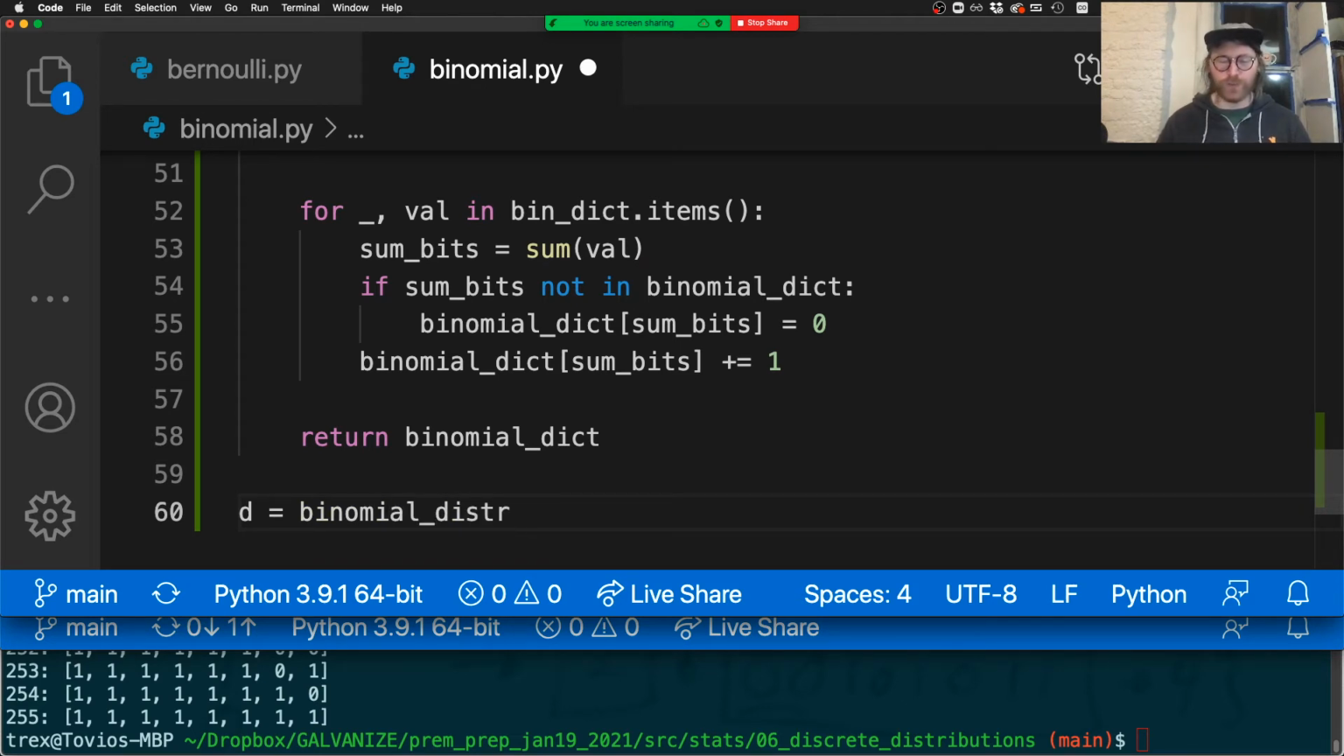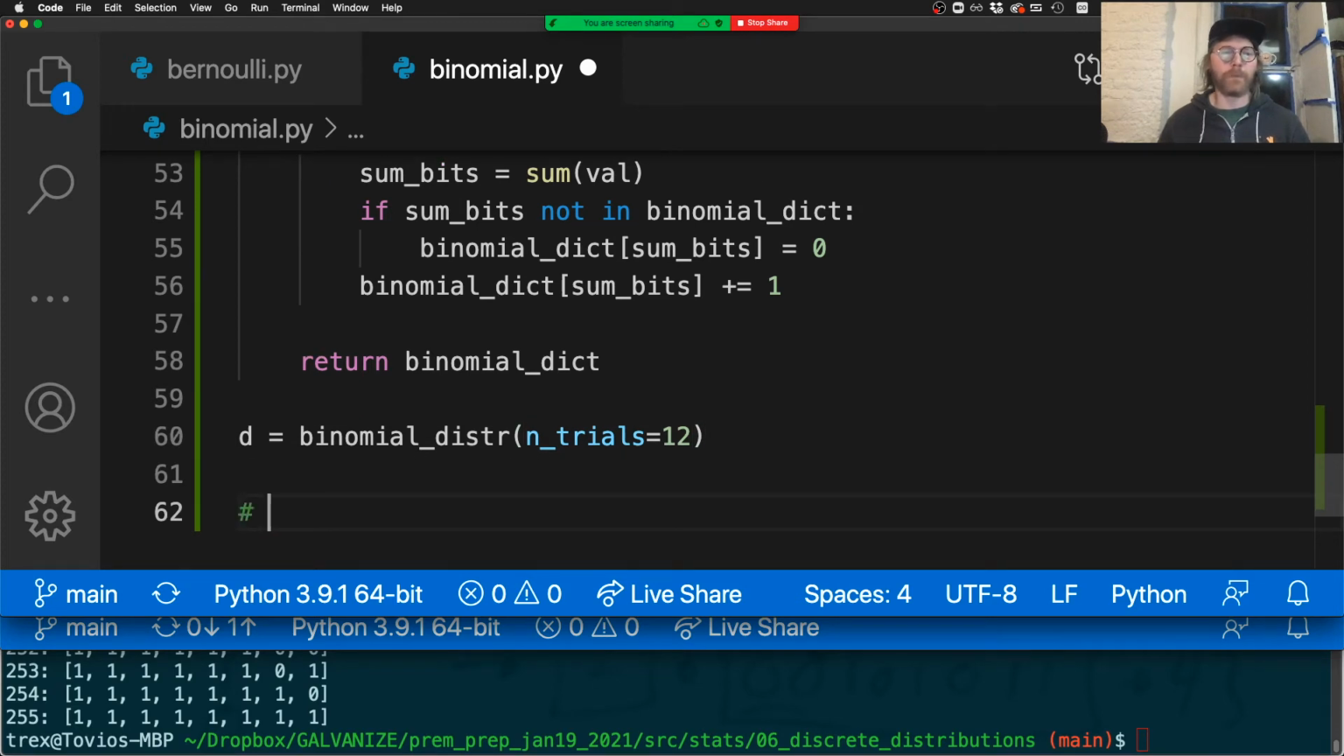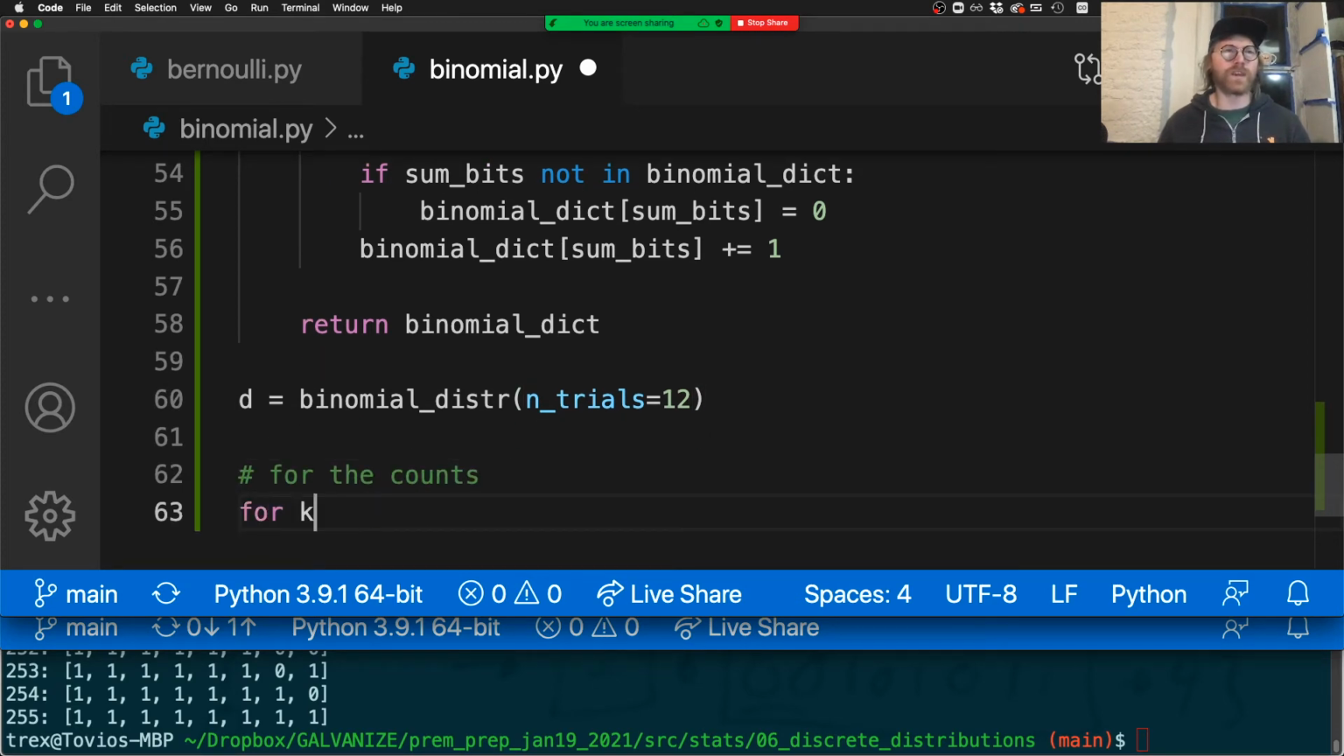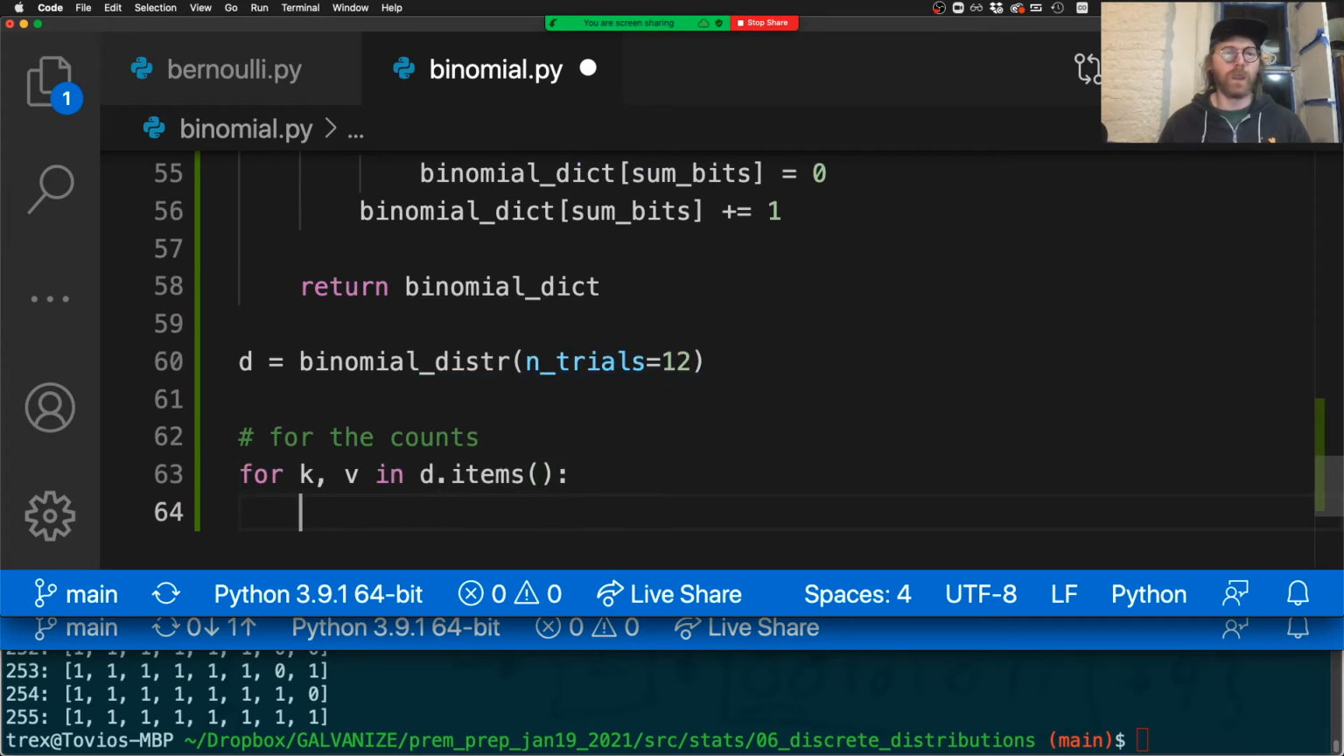I'm going to call out to binomial distribution. I'm going to set the number of trials to 12. And then for the counts, we can do this for k, v in d.items, and I'll print an f string of the keys and the values. So key and v. It's interesting here because k, even though we mean key, we also mean the value k in the binomial distribution. When we get to the actual closed formula for the binomial distribution, we still call this k, because we're asking the question, what is the probability of k occurrences in n trials given a probability of 0.5 in this case.